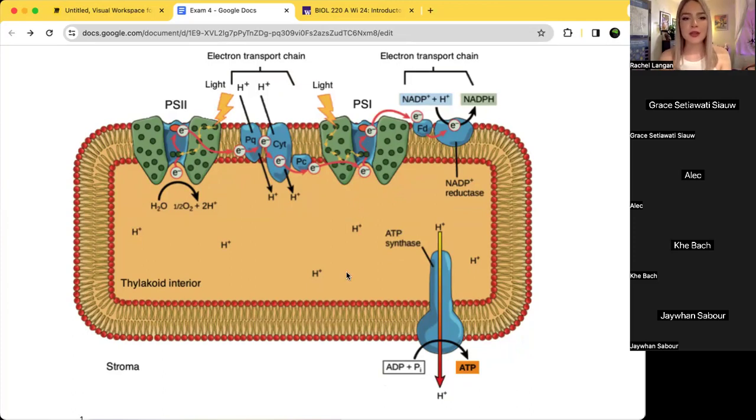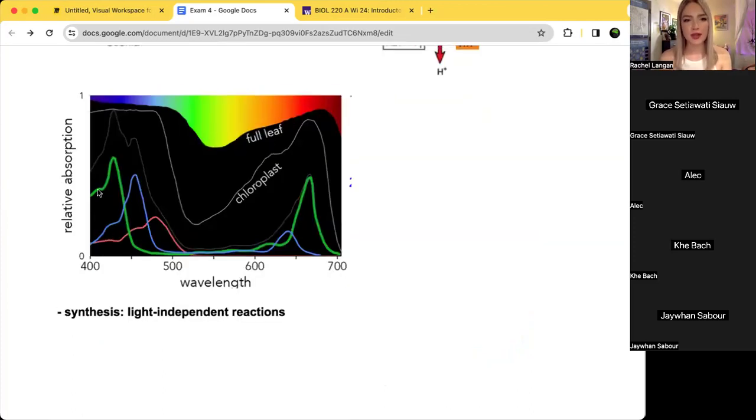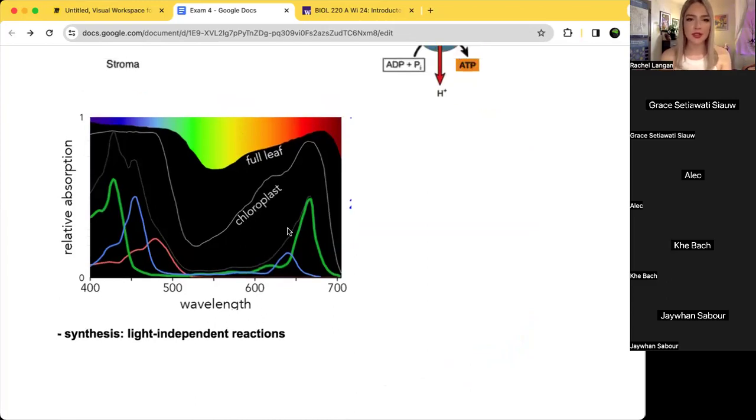And the pigment molecules, remember, those are molecules that have the ability to absorb different wavelengths of light. Depending on the pigment, they might absorb different wavelengths of light. Like he showed you guys this and said, you know, chlorophyll A absorbs what that green line shows. Chlorophyll B is the blue line. And then a different pigment called carotenoids is that red line.